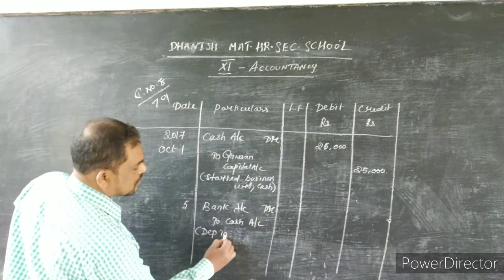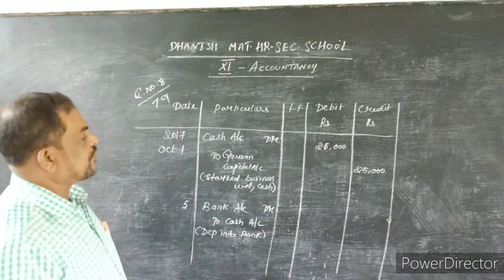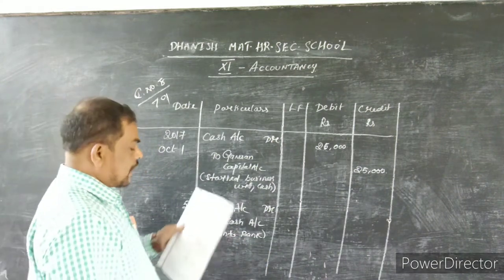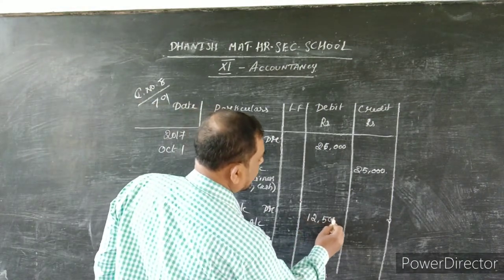Deposited into bank. Now listen carefully. What is the amount? Amount is 12,500.